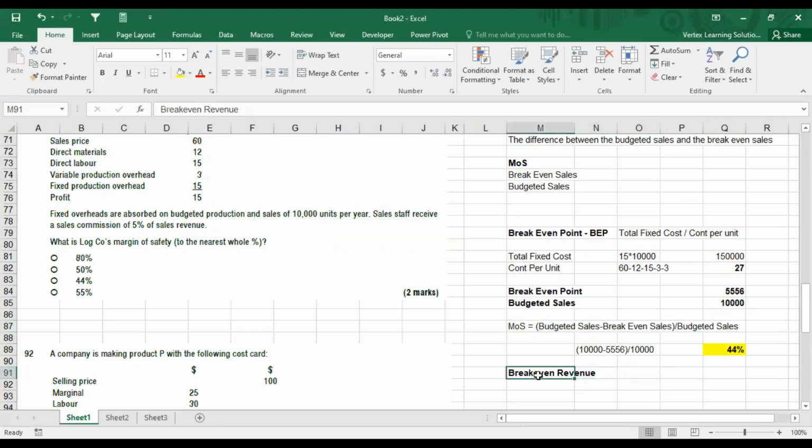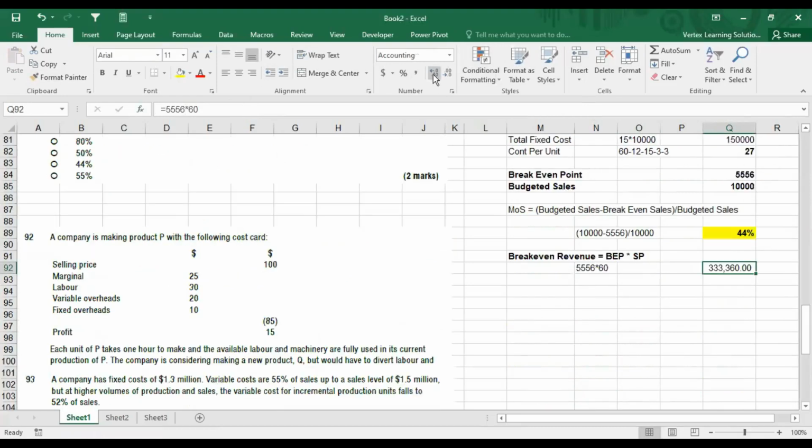Break even revenue, the formula is break even point multiplied by selling price. So you have break even point as 5,556 multiplied by selling price, which is 60 in this question. So I have got my break even revenue is $333,000. Now, what does it tell?